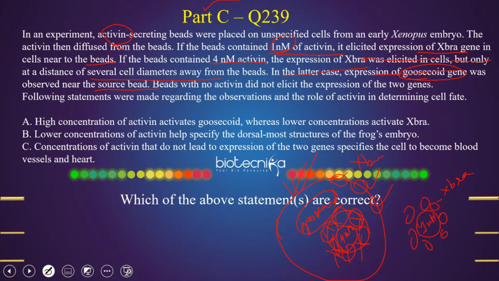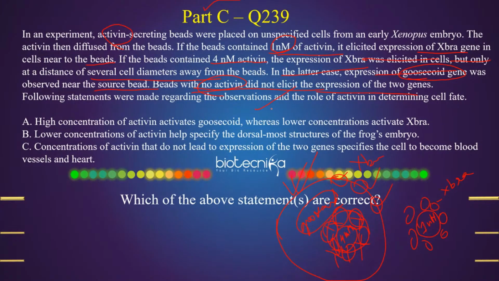Okay. So we understand there is some link with XBRA and goosecoid. Something is inhibiting something. That's why they couldn't express. Now, beads with no activin, this is a control, did not elicit expression of either of the two genes, neither XBRA nor goosecoid. Now, the following statements were made.